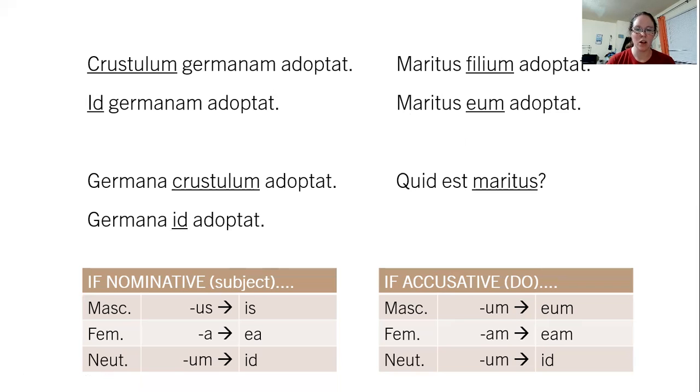Last one. Quid est maritus? That was supposed to be quis. That's a typo. So quis est maritus? Who is the husband? Or what is the husband? In this case, because I typoed that, it should be quis. So maritus, look at your ending. Us is masculine, so it becomes is. Quid est is? What is he? I guess maybe he's a monster. I don't know.